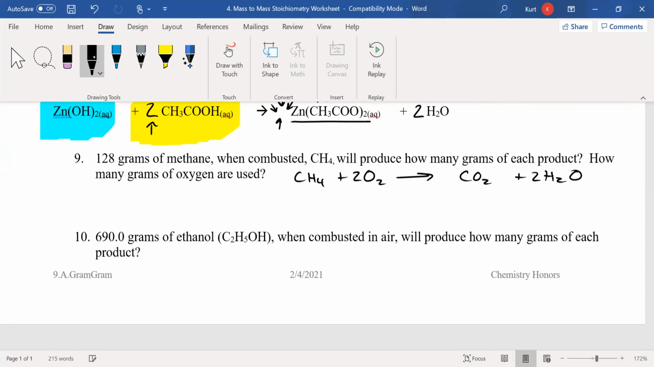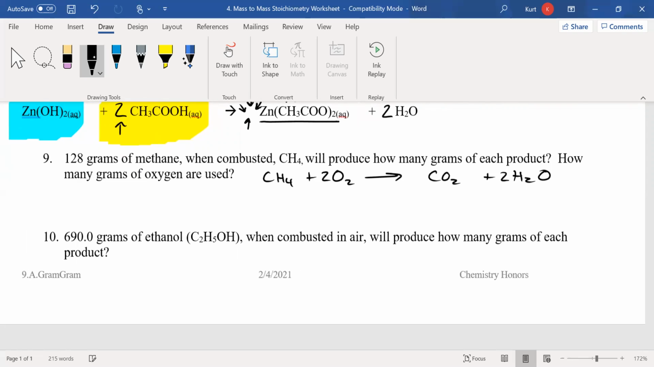128 grams of methane when combusted will produce how many grams of each product? Okay. How many grams of oxygen are used? So you have to do all 3. You have to do oxygen, CO2, and water. I'll have to do one at a time. One mole of methane should be 12, 13, 14, 15, 16. 16 grams of methane.